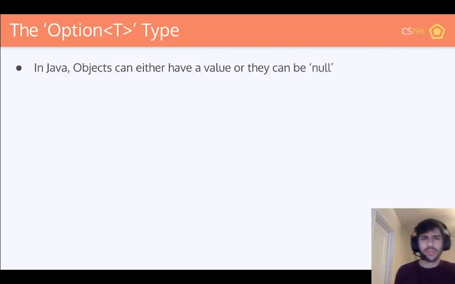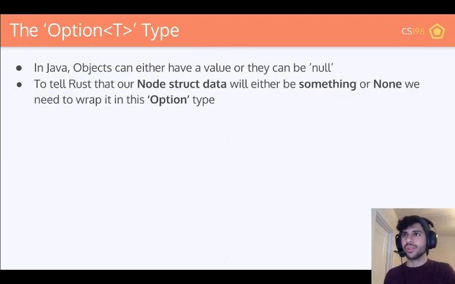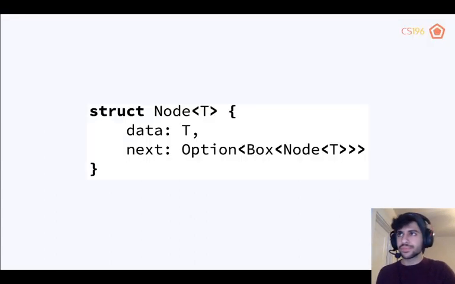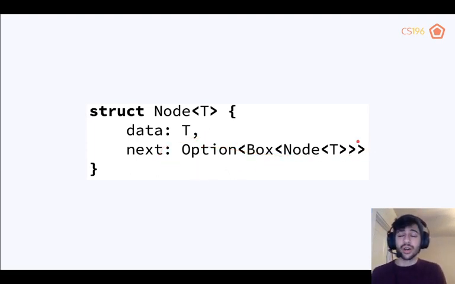So we talked about this a little bit in the last lecture, Rust 3, and we said that in Java, objects can have either a value or they can be null. And you can think about this option type in kind of a similar manner, where we say that to tell Rust that our node struct data will either have something or nothing, we need to wrap it in this option type. So what does that look like? Well, we literally just wrap it in this option type. This option type, basically symbolizing optionality. It can either have something or it can have nothing.